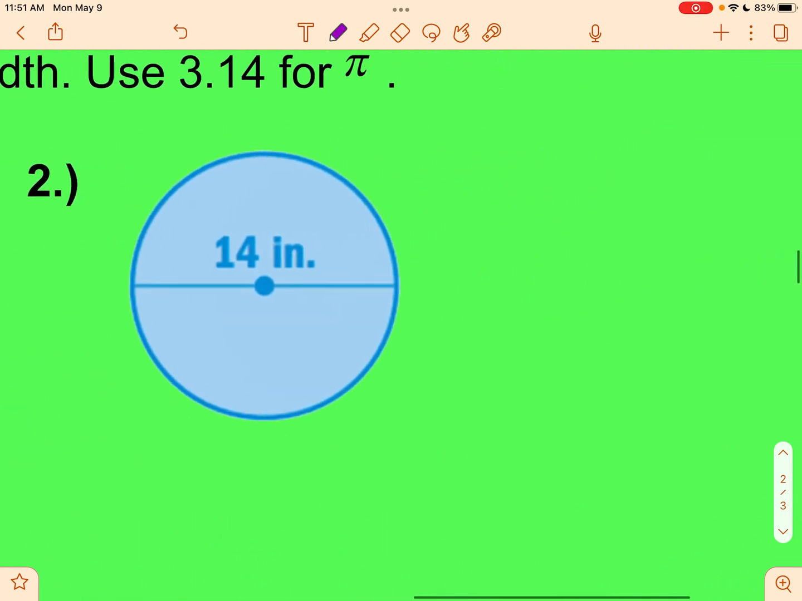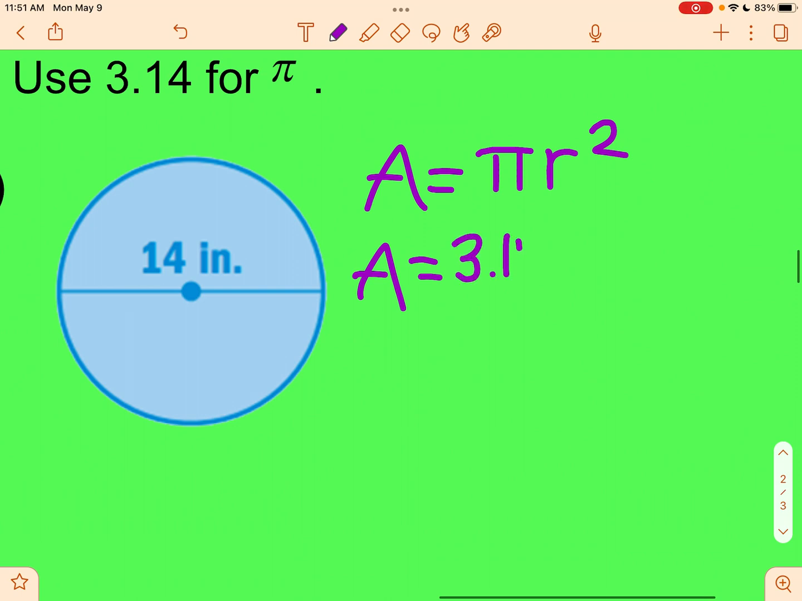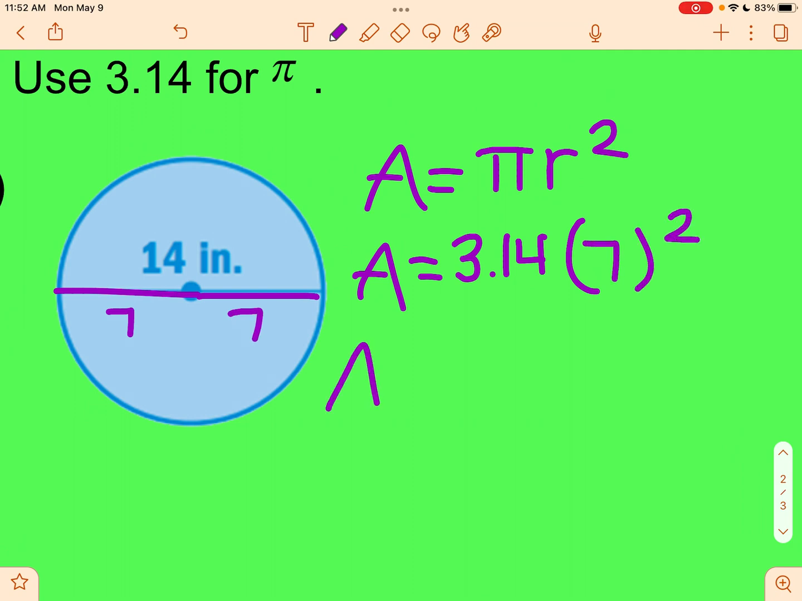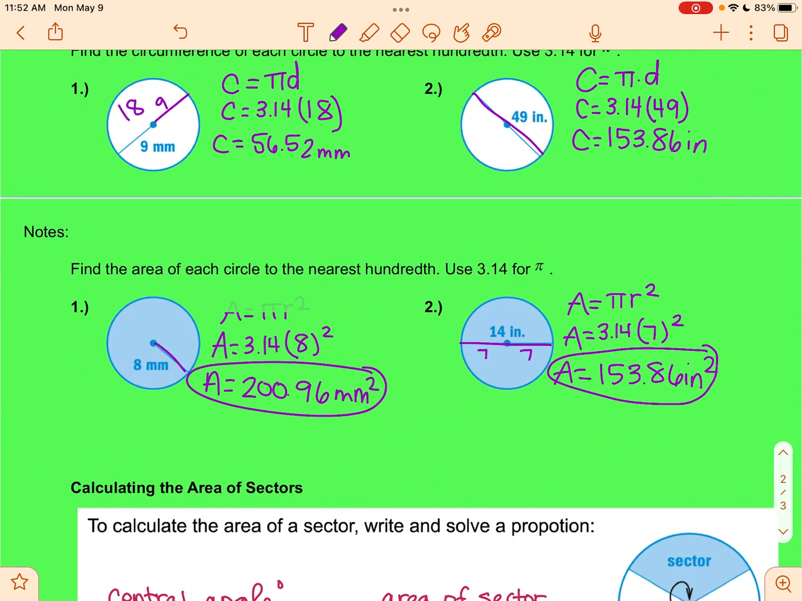Awesome, moving on to the second one. This time we're also finding area. So I like to write my formula every single time so I know what I'm plugging in. So A equals pi, which is 3.14, times our radius. They give us our diameter. We need to know half of this. Well, 14 divided by 2 gives us 7, so each of these is 7. So our radius is 7 squared. Type this in on your calculator. 3.14 times 7 squared gives me 153.86 inches squared. And that is our answer.